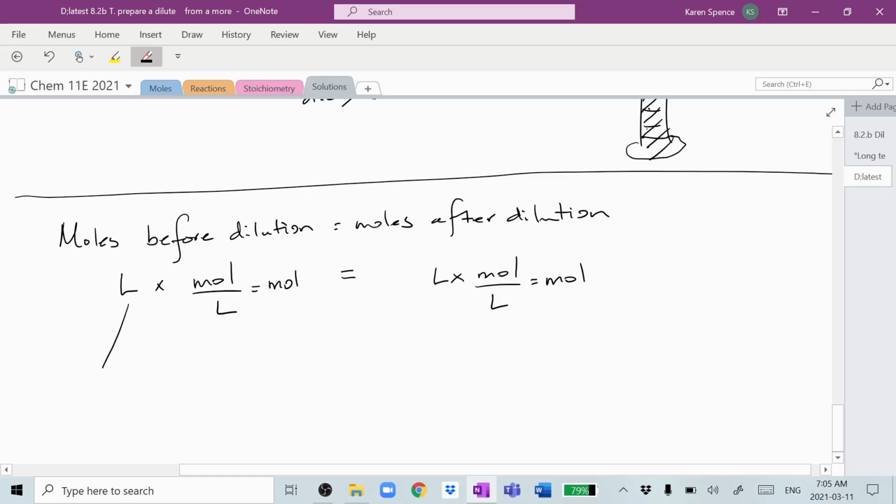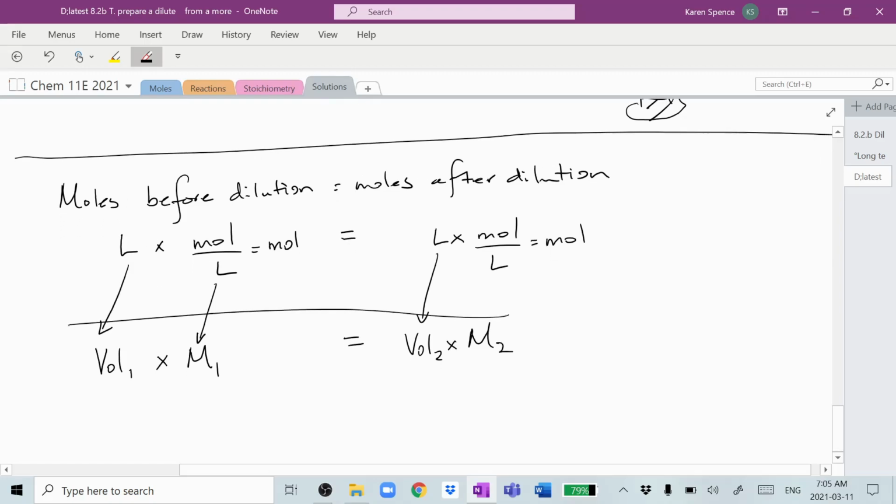So if we call these liters volume 1, times molarity 1, that equals our moles. That's going to be equal to volume 2 times molarity 2. And this gives us a lovely formula.